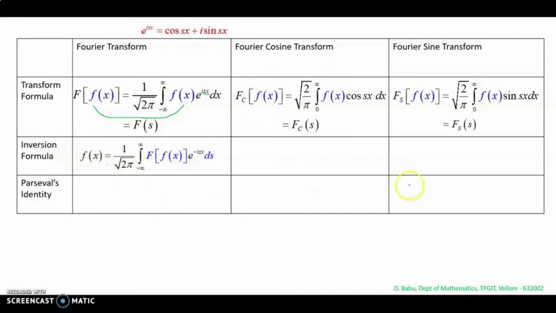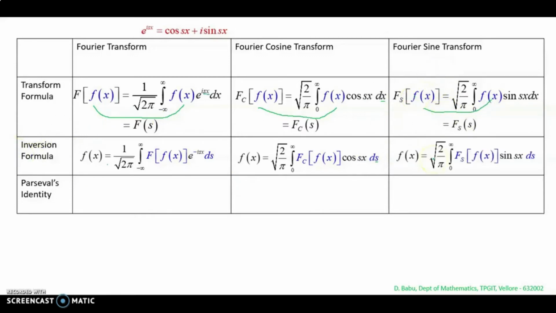For Fourier cosine transform, the inversion formula is just interchange this and this. So f of x equal to square root of 2 by pi, 0 to infinity, Fourier cosine of f of x cos sx into ds. Here the only difference is here with respect to x, here with respect to s only. So here also we interchange. Then the inversion formula of Fourier sine transform is f of x equal to square root of 2 by pi, 0 to infinity, Fourier sine of f of x into sin sx into ds. Here also the only difference is here x, here s.